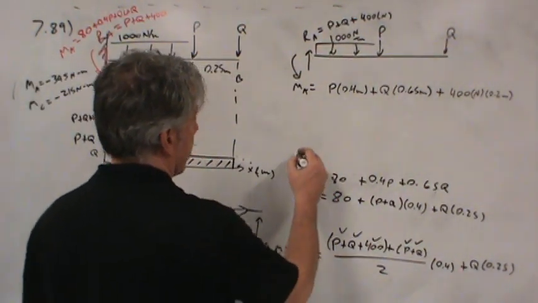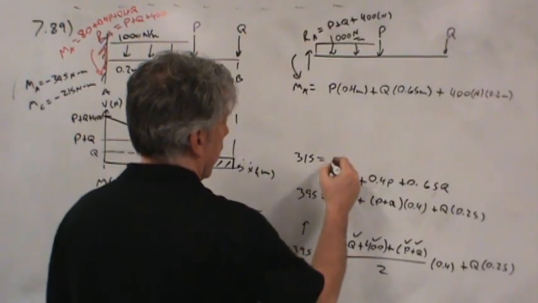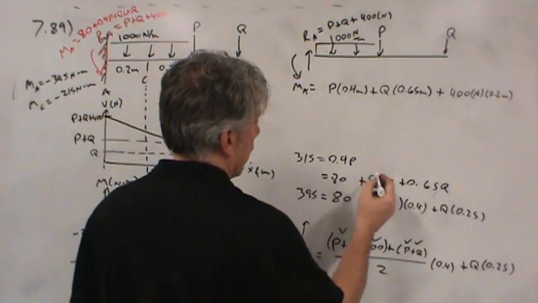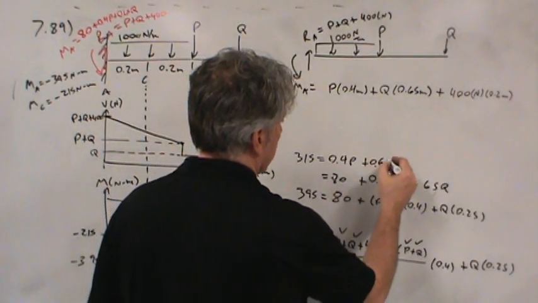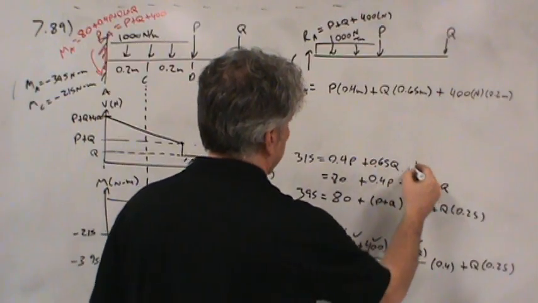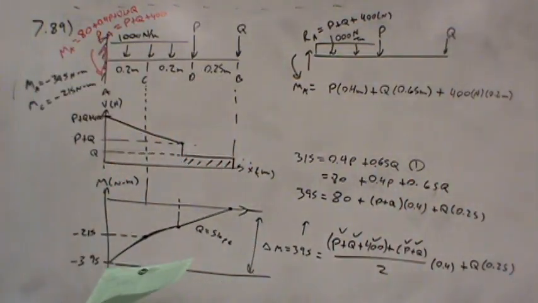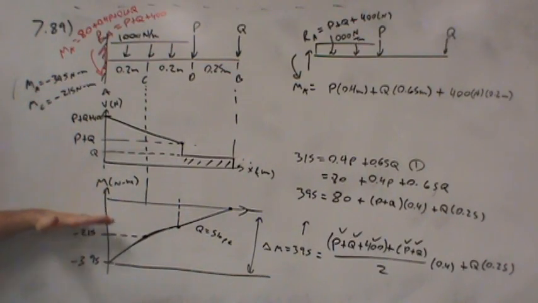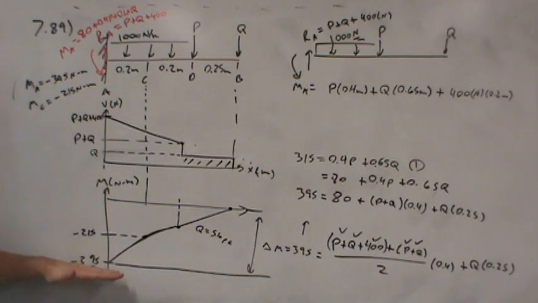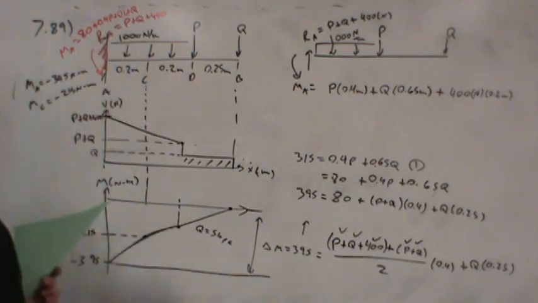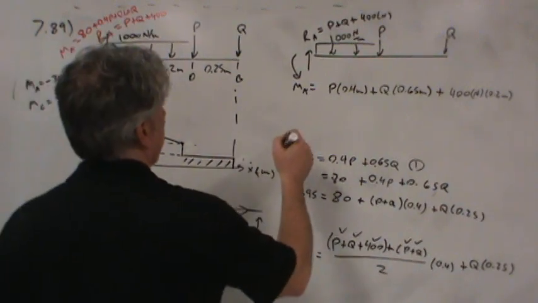Take 80 from both sides, you get 315 equals 40% of P plus 65% of Q. Let me call that equation 1. And all I've done is set the moment in A equal to this. Now you might say, well, what about the fact that there's a negative sign? They gave us a negative sign to indicate that the moment was down on the lower half. It was down here, it was a negative moment. What that really means is that the moment in the material is negative. So let me show you what that means.